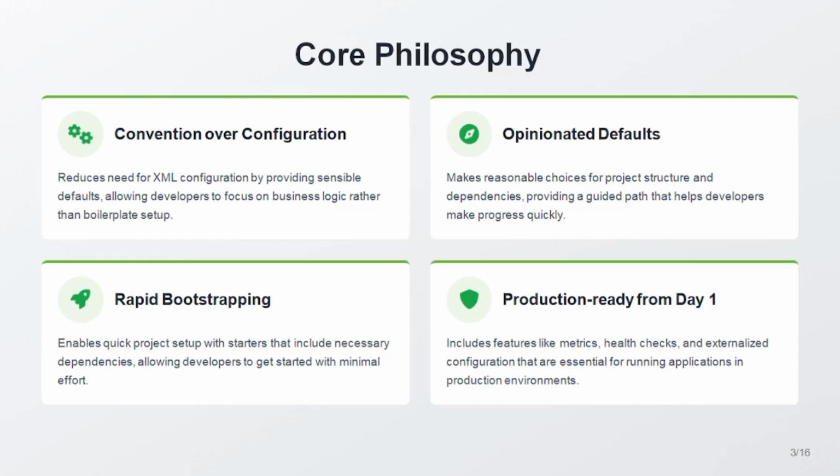Rapid bootstrap enables quick project setup with starters including the necessary dependencies, which I was talking about, allowing developers to start with minimum effort. You go and add the required dependencies, and everything else is taken care of by Spring Boot. Next, production ready: it includes the Actuator feature, which provides metrics, health checks and endpoint monitoring, how it is performing, all of which you can easily see in production environments.